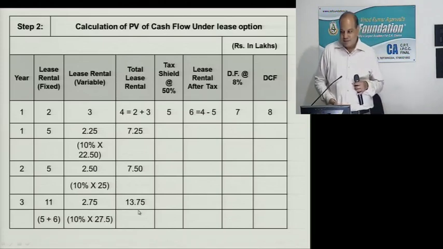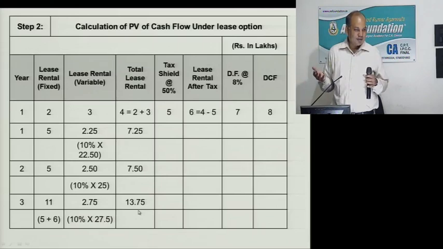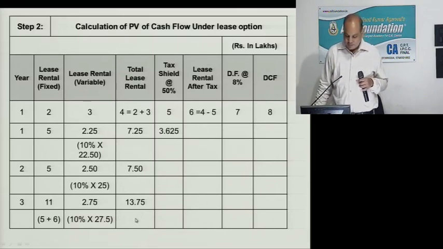Now 50% compute. Without calculator, 7.25 into 50%. Try at least. Try. 3.625. Right. 3.75. 6.875.